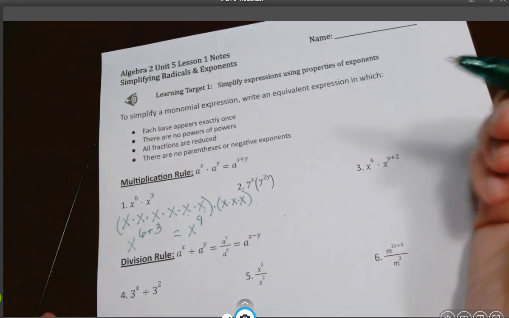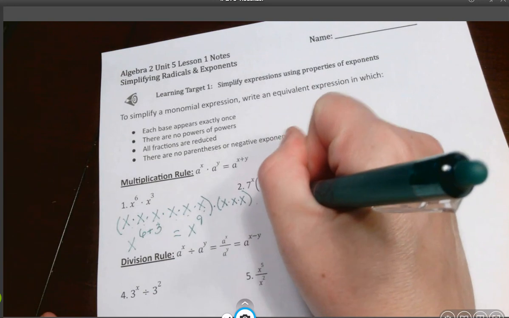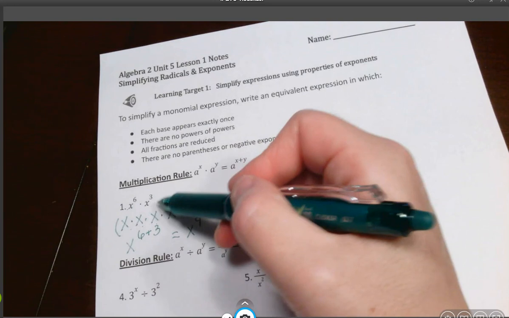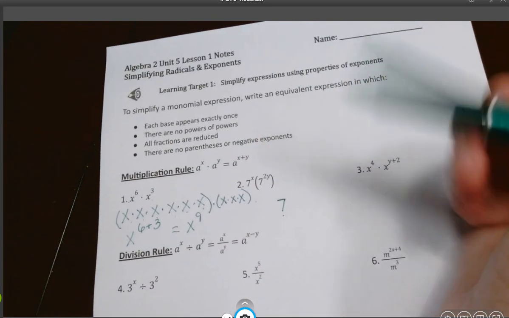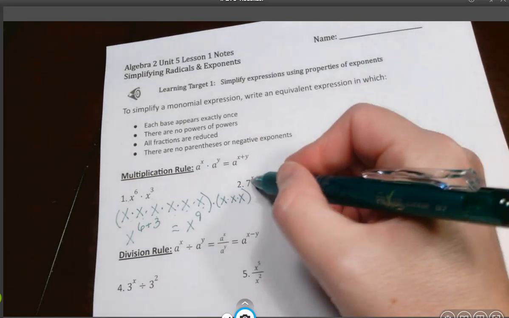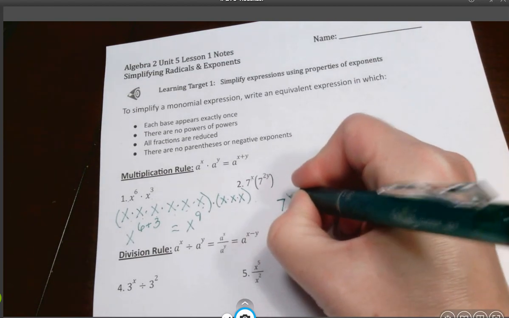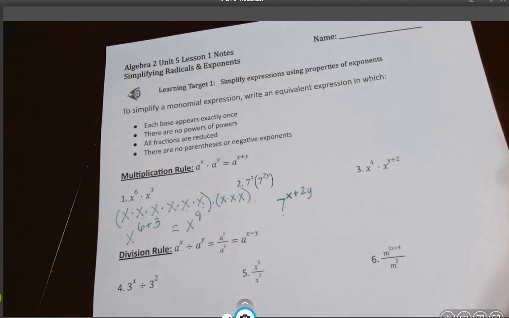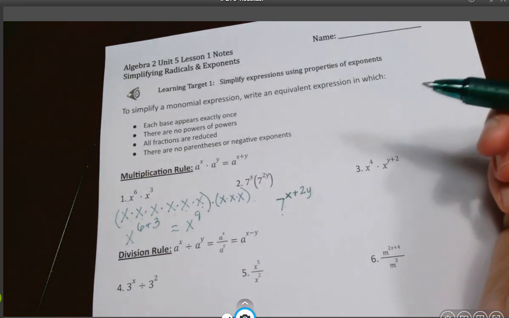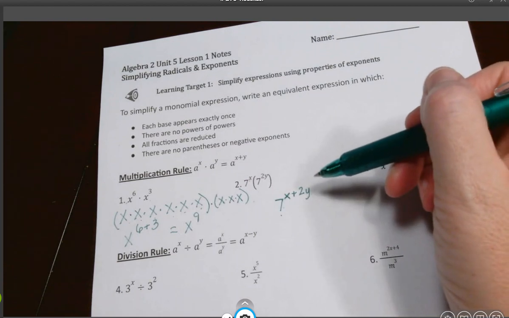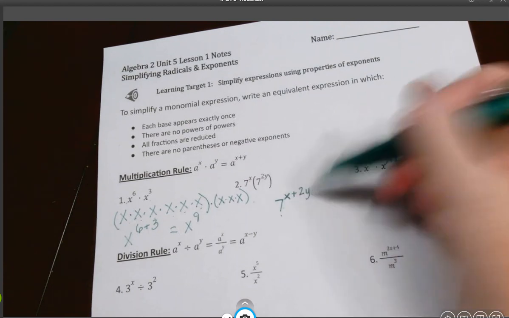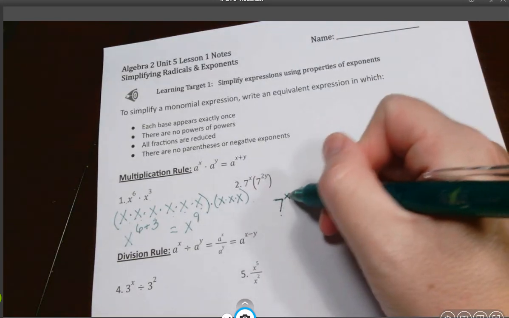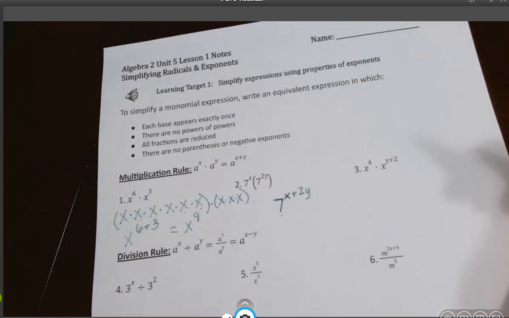All right, and that works too when I have variables in my exponent. So here my base is 7, so I'm going to keep my base to be 7. Do not multiply the bases. In this case here, I didn't multiply the x times x to make x squared. You keep your base as 7, and then you add your exponent. So I'm going to add x plus 2y. Now these are not like terms, so I can't actually combine them into one, but I have expressed that I'm adding x plus 2y. So this is my final answer, 7 raised to the exponent x plus 2y.